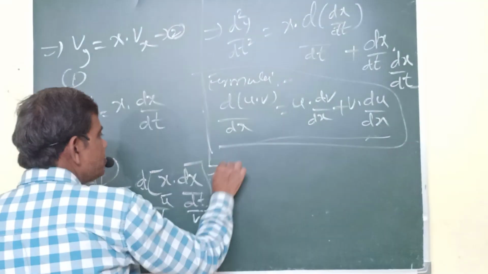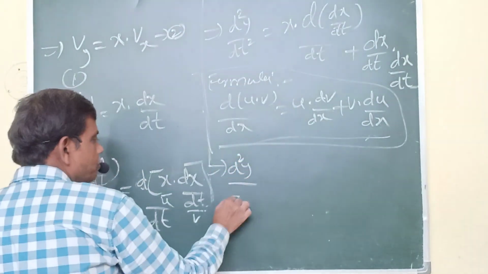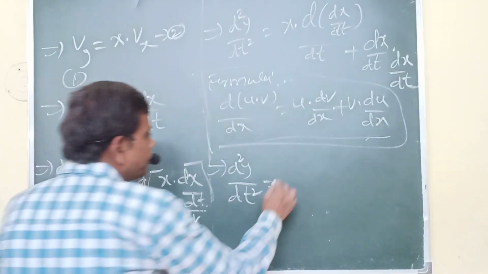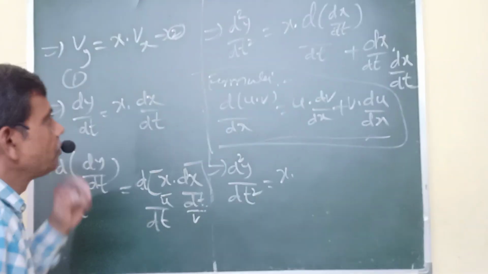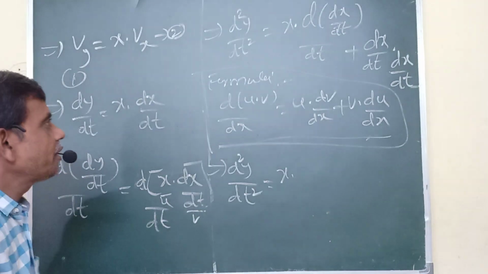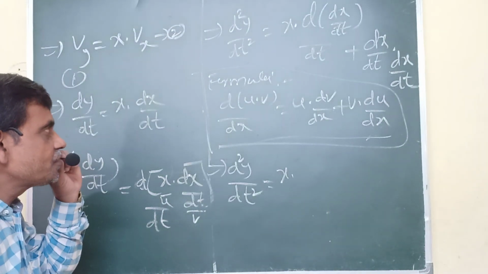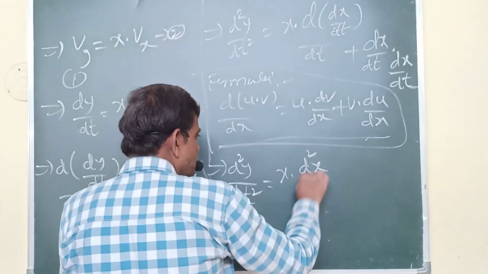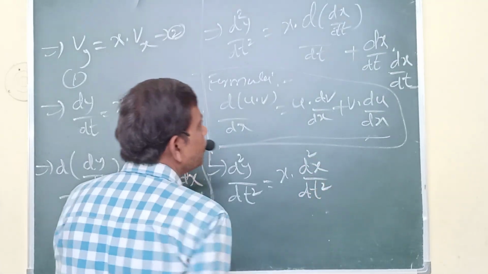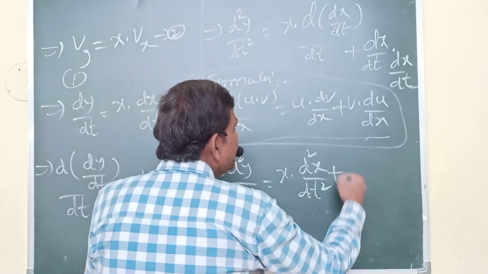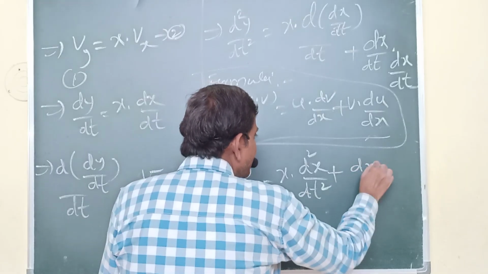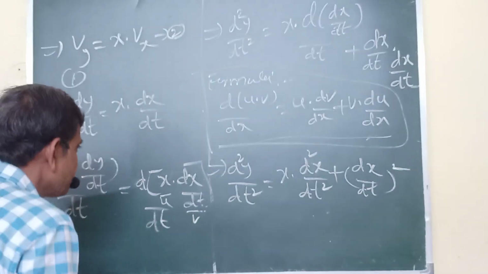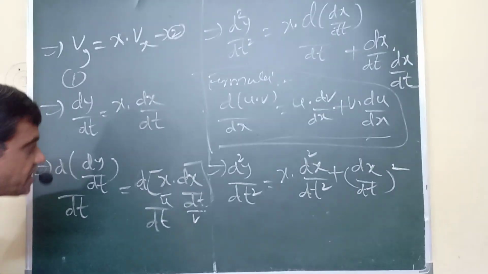This is d2y by dt2, that equals to x into dx by dt with respect to t means what? Second differentiation. So d2x by dt2 again plus dx by dt into dx by dt. I am writing as dx by dt whole square. So this is my acceleration condition.